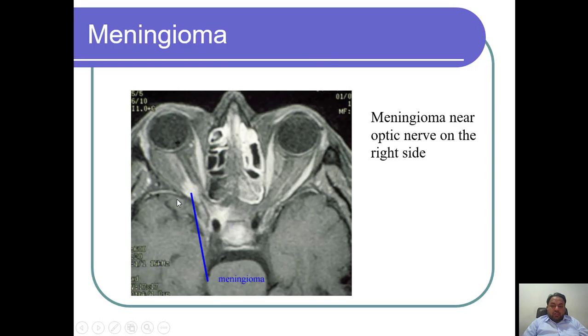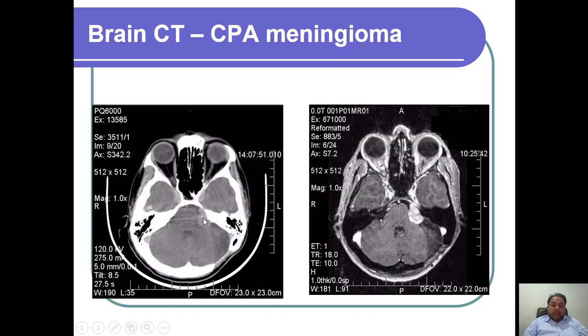This is meningioma near the optic nerve on the right side. This is meningioma of the cerebellopontine angle. This is MRI contrast of the same patient showing meningioma of the cerebellopontine angle.